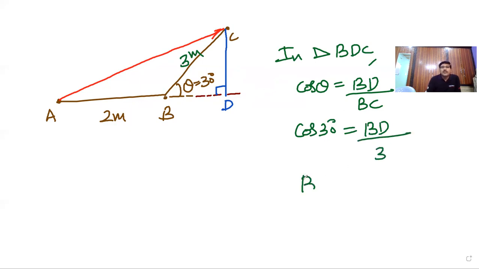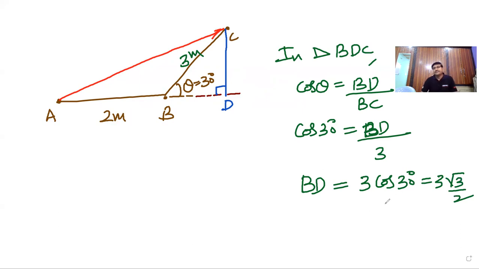So here BD is how much? Be careful, this is BD. BD is 3 into cos 30, cross multiply. Cos 30 is root 3 by 2. So 3 root 3 by 2 meters.